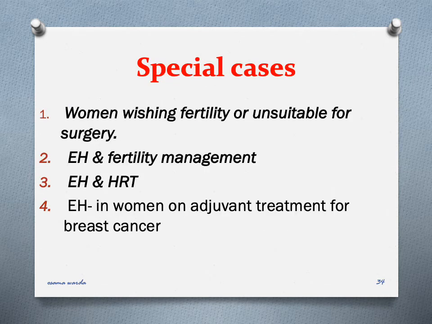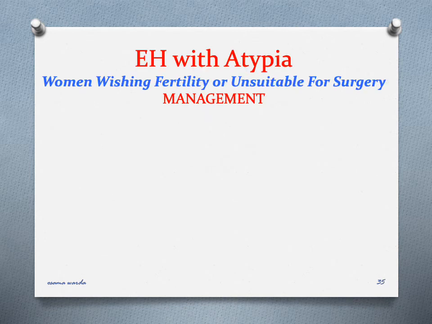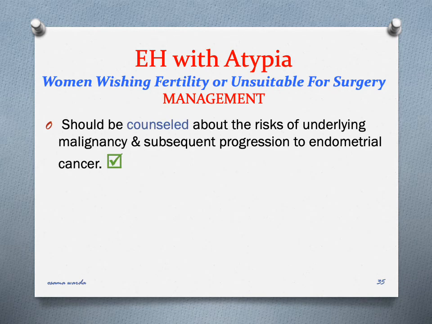Special cases with endometrial hyperplasia. Women wishing fertility or unsuitable for surgery. Women with endometrial hyperplasia and fertility management. Endometrial hyperplasia and hormone replacement therapy. Endometrial hyperplasia in women on adjuvant treatment for breast cancer. These are 4 special cases to be considered. We start with the first: women wishing fertility or unsuitable for surgery. How to manage these types of women?